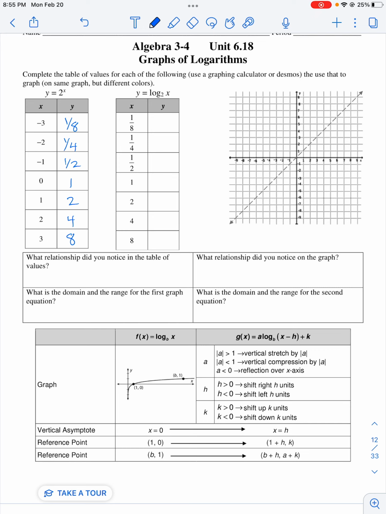I'm going to go over here and plot those points. Negative 3, 1/8 is awfully hard to graph. Negative 2, 1/4. Negative 1, 1/2, even harder. 0, 1. That's a key point with all exponential functions because anything raised to the 0 will be 1. Over 1, up 2. Over 2, 4. 3, 8. And here in blue is what the graph of 2 to the x looks like.